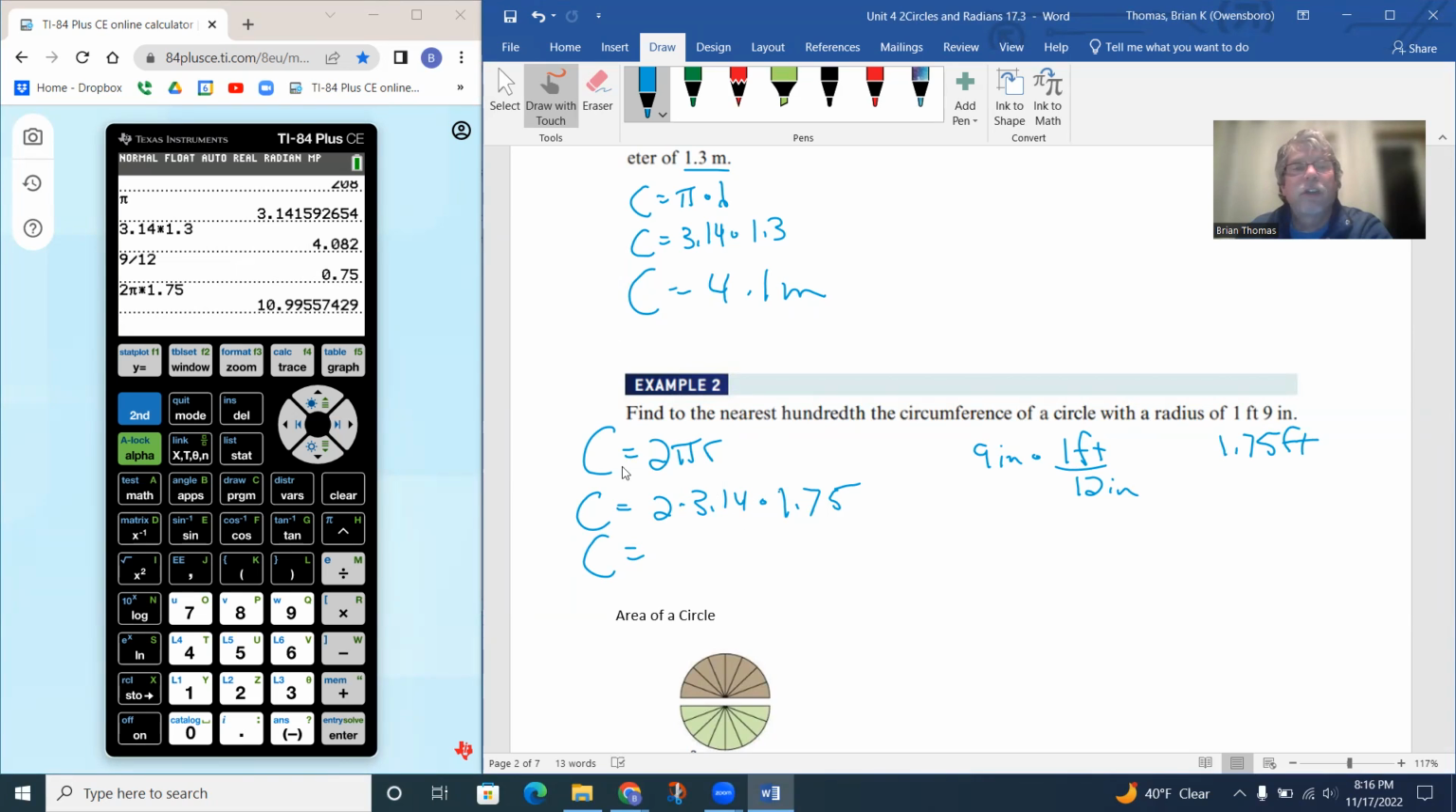if I round to the nearest hundredth, that's going to be 10.99, but that 5 is going to round that up. That's actually going to turn up to 11.00 because that 99 is going to round on up all the way. So that's going to be 11 inches, actually. I'm sorry, 11 feet, since we converted everything to feet.